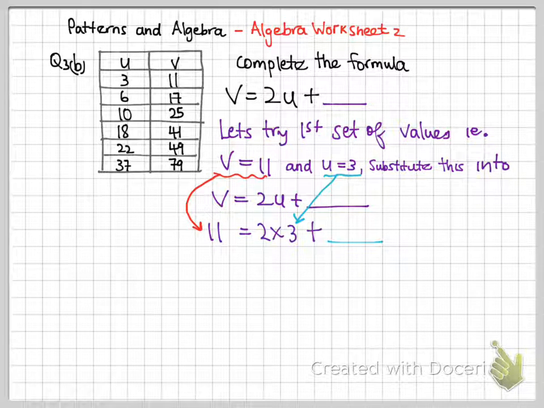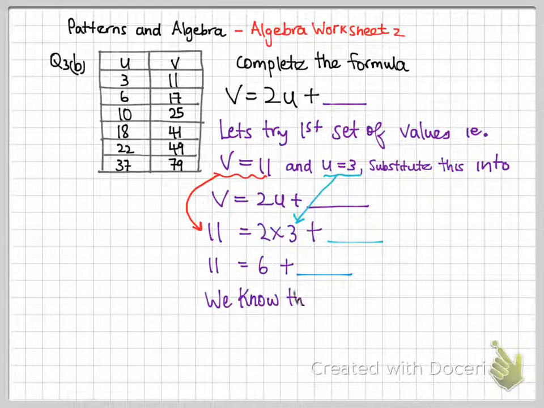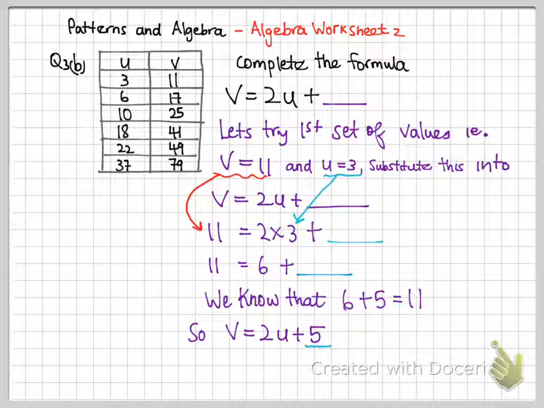Okay? And you can see that on the left hand side of the equation I got 11, and on the right hand side I got 2 times 3, which is 6. I need to plus a certain amount to also get 11. So equation, remember, it must be the same on both sides. So obviously you can see that the blue line will actually be a 5, because 6 plus 5 is going to give me 11. Okay, that's great. Now we're done. We can see that the rule is V is equal to 2U plus 5.